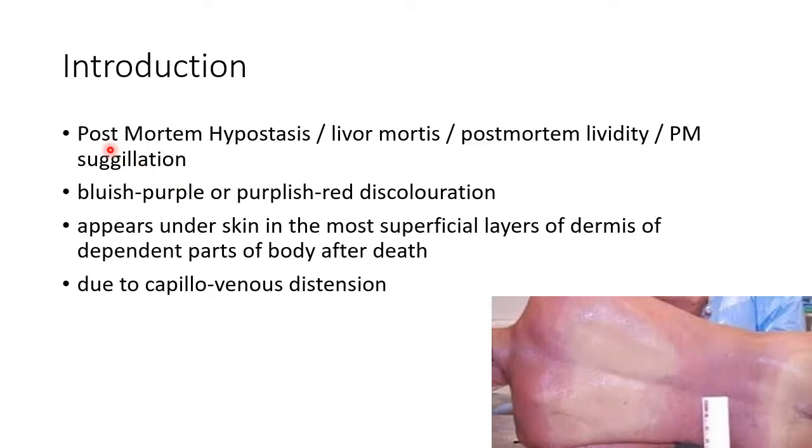Postmortem staining is also known as postmortem hypostasis, livor mortis, postmortem lividity, or postmortem circulation. It is bluish purple or purplish red discoloration which appears under the skin, in the most superficial layers of the dermis of dependent parts of the body after death. It occurs due to capillovenous distension. This picture shows postmortem staining.